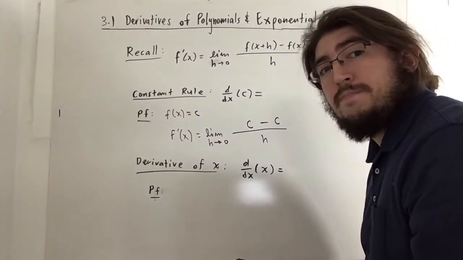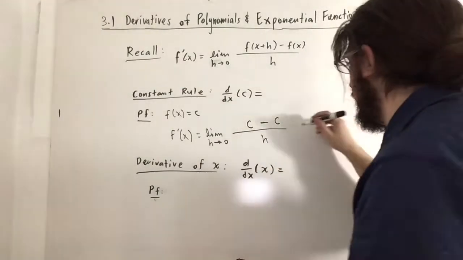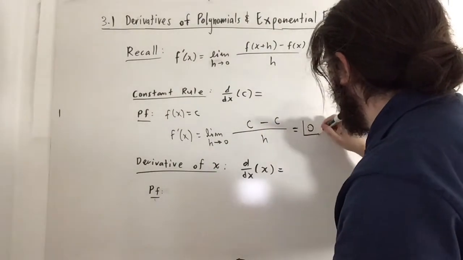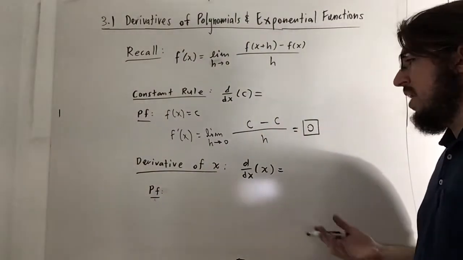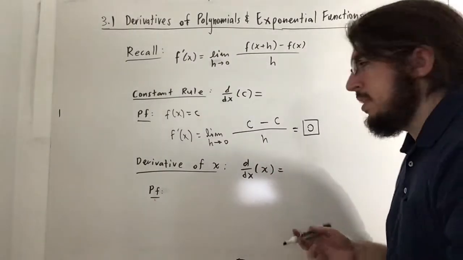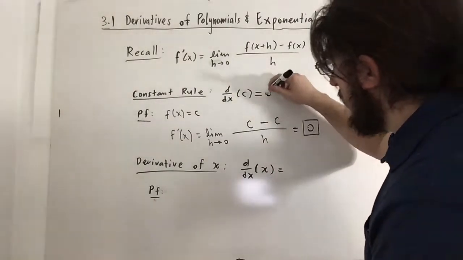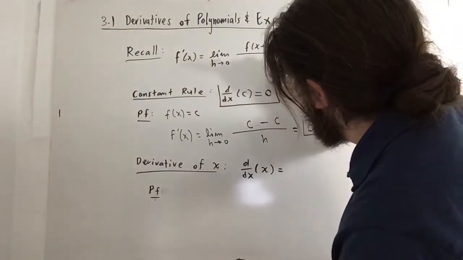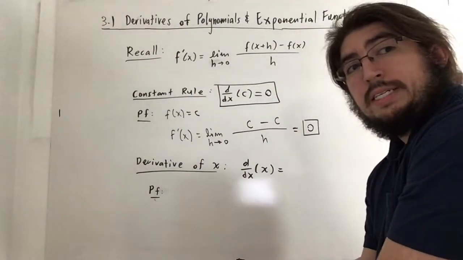Okay, so far so good? So c minus c over h, that's just 0 over h. And 0 over anything is 0. Even as h goes to 0, the result will approach 0. So the constant rule tells us that derivative of any constant is just 0.